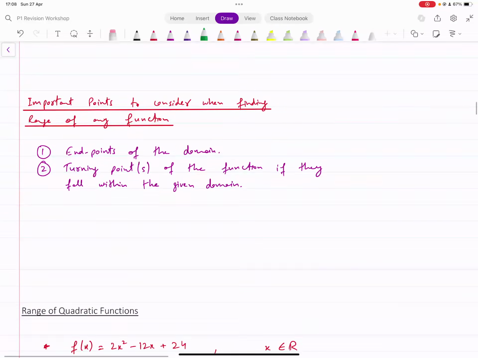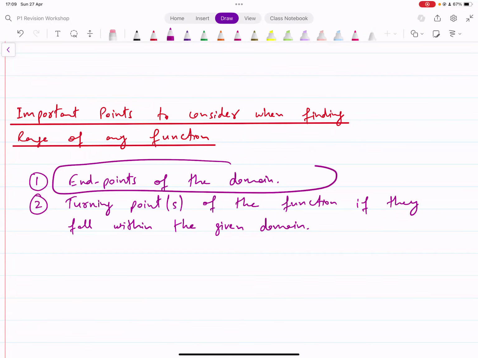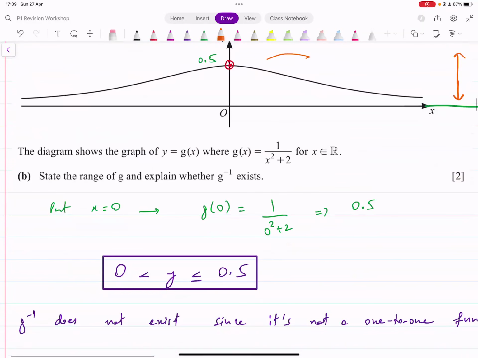Okay. Now, in general, when you're finding the range of any function, these are the important points that you have to consider. Endpoints of the domain, we've seen them in the previous examples in straight line functions as well, and also in the reciprocal functions. We think of the endpoints of the domain. However, there are some functions that have turning points as well. For example, in this reciprocal function that we had, we also had to think of this turning point.